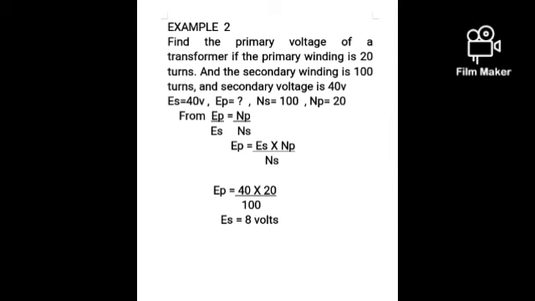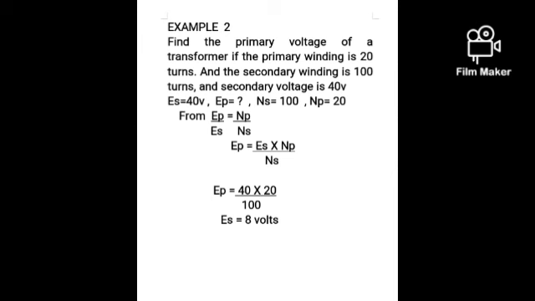Now example 2. Find the primary voltage of a transformer if the primary winding is 20 turns, the secondary winding is 100 turns, and the secondary voltage is 40 volts. Like I've said, write out the data. In this question, our ES is equal to 40 volts. EP is unknown, that is the voltage in the primary side. NS is 100, the number of turns in the secondary, and the number of turns in the primary is 20.